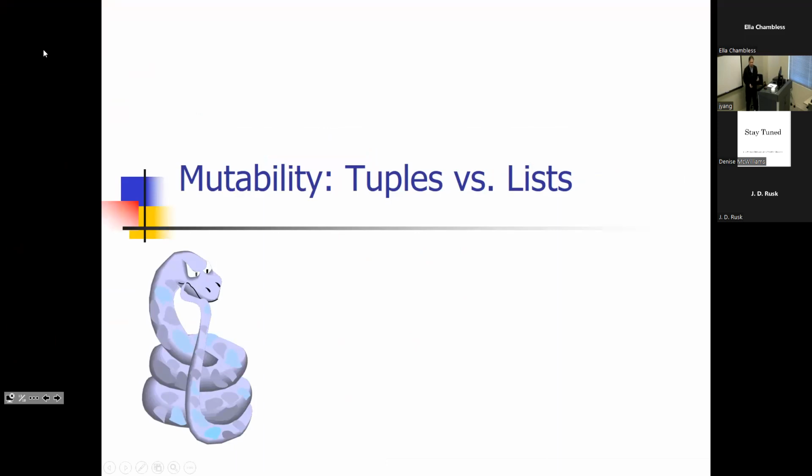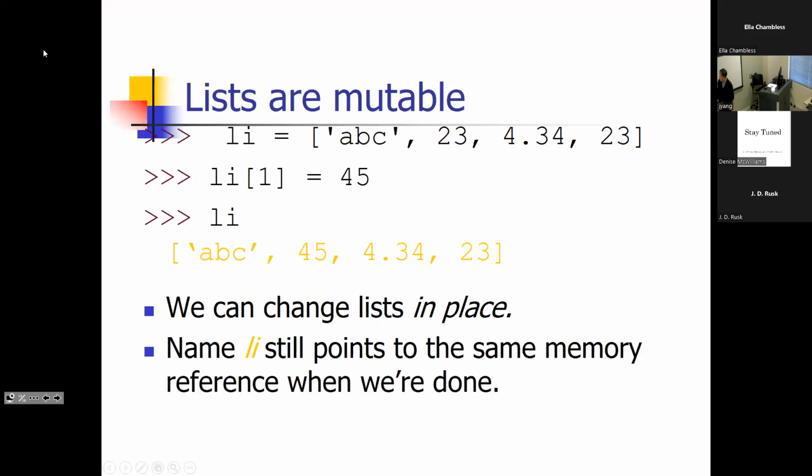And tuples and lists are very important in Python, so I particularly compare the two. Lists are mutable. For example, you can assign 45 to list index 1, and then you see 23 was changed to 45. Bryson suggested this topic. This is important.